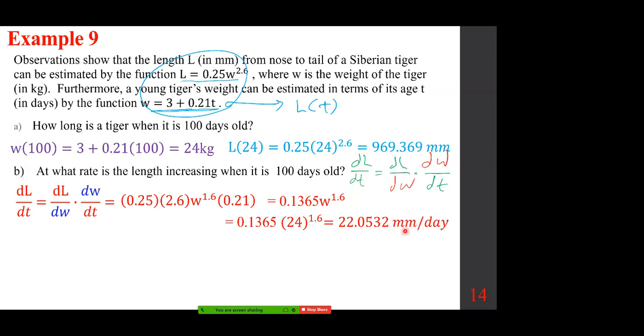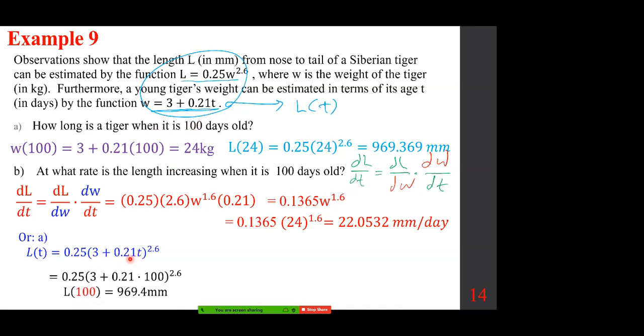However, since this is fairly easy to calculate the composite function, I want to show you the second method just so you see how it's done. I can calculate L of t, it was mentioned here, and it's 0.25. W is replaced with this. So for part A, I replace the t with 100, and when I'm done, I get the same answer I had here. I'm just being lazy here, I just used 1 decimal. As far as the differentiation, L prime of t, it's 0.25 times 2.6 times the same thing to the power of 1.6, and then times the derivative of the inside, which is 0.21.